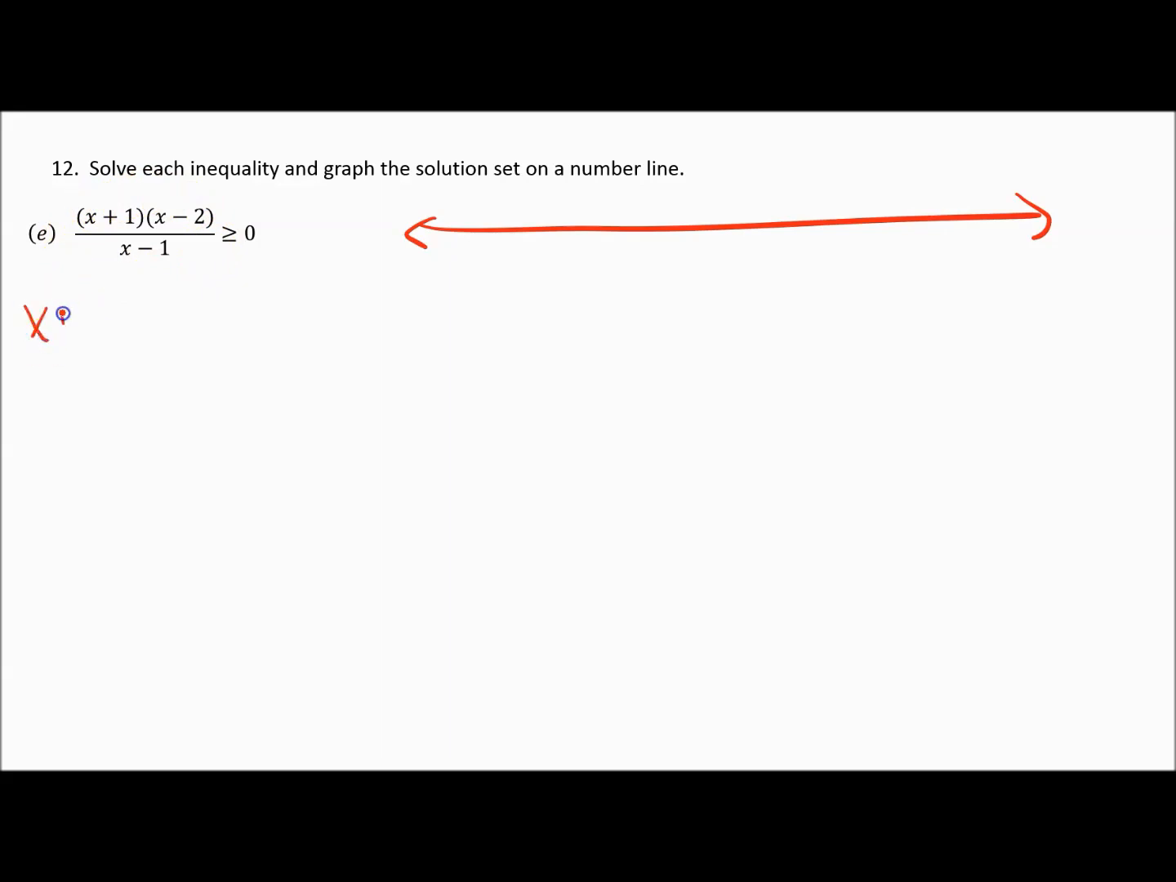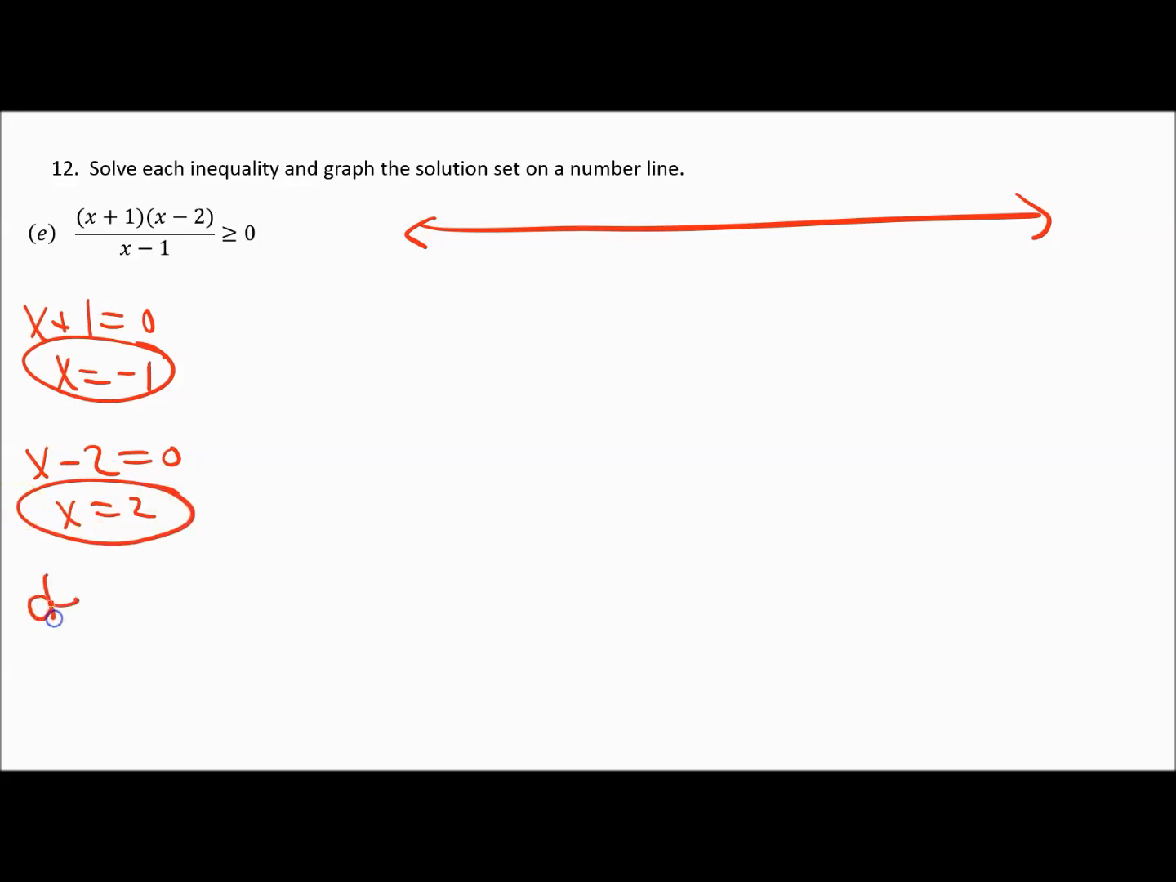So you set x plus 1 equal to 0, and that gives me negative 1. So negative 1 is going to go on my number line. I'm going to circle it only to remind me to put it on my number line. x minus 2 equal to 0 gives me x is equal to 2, goes on my number line. And then the denominator: x minus 1 equals 0, x equals 1 goes on the number line. But remember, this has always got to be an open circle, no matter what, because it came from a denominator. So let's put all these on our number line.